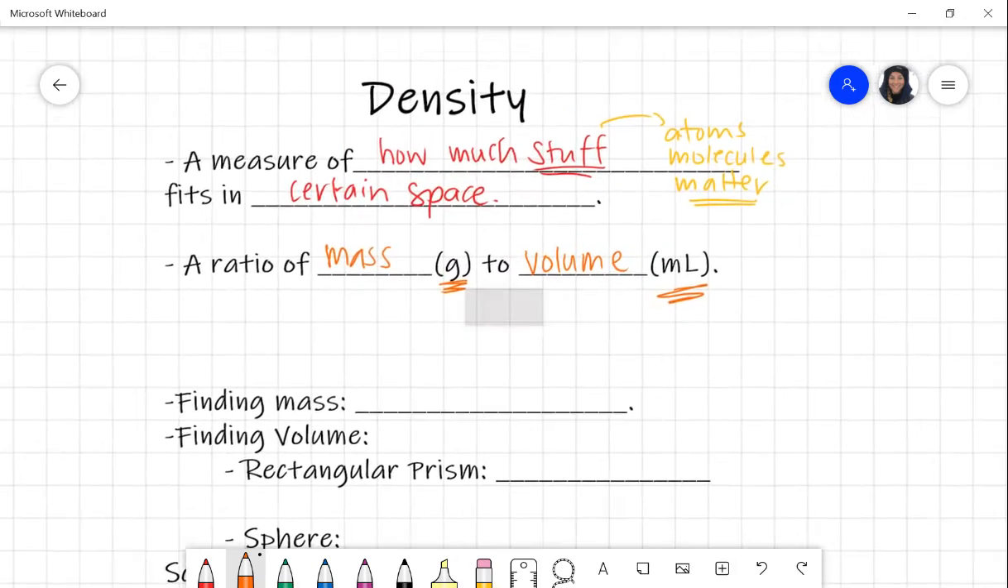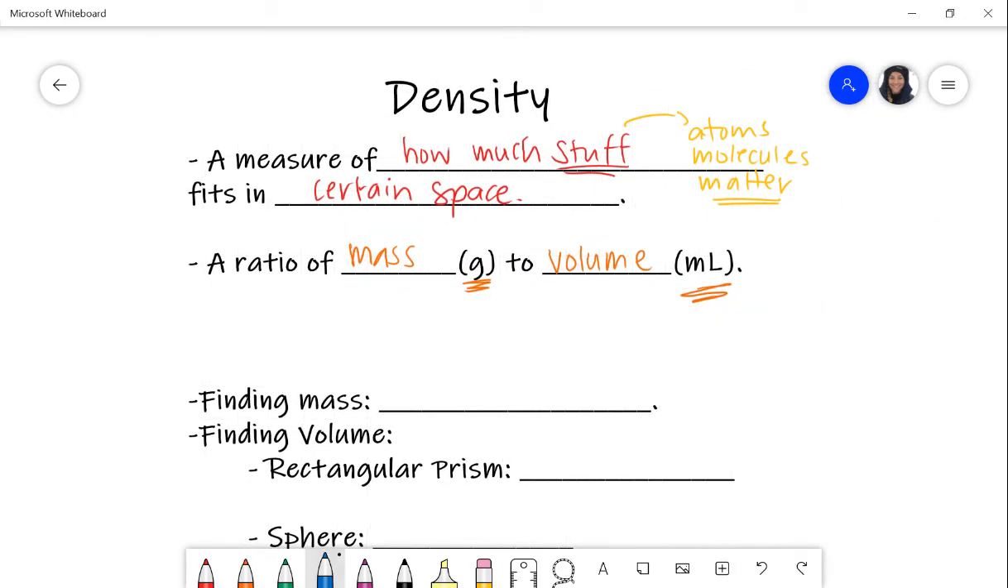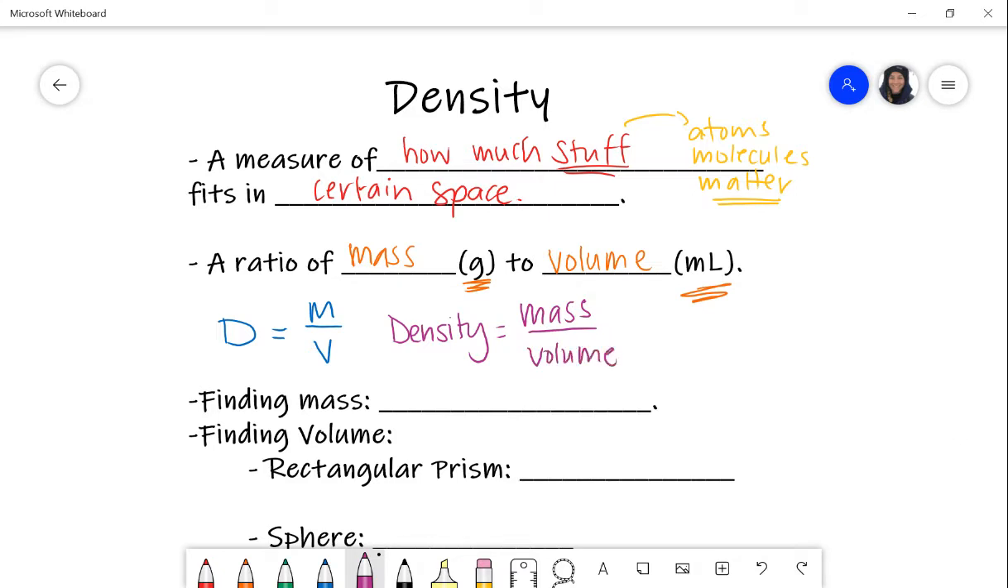Okay? So the way that we calculate or find the density is we're going to write an algebraic formula for ourselves. So D stands for density, which equals mass divided by volume. I'm going to write this a couple different ways so that we can remember what each of those things stands for. But density equals mass divided by volume. So like I said, it's a unit rate that compares or equates the mass and the volume.